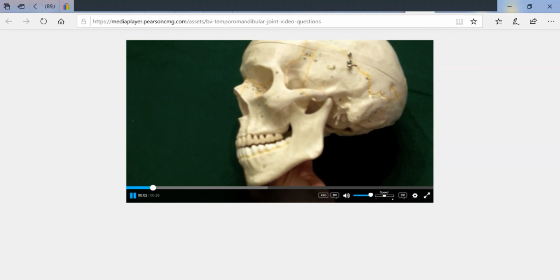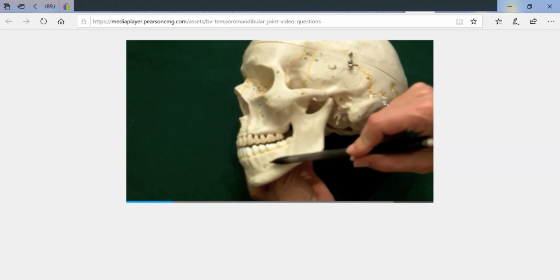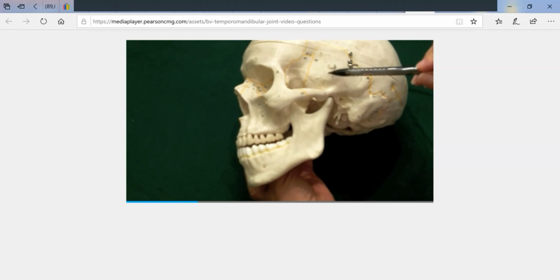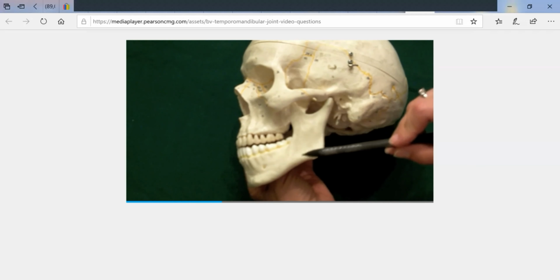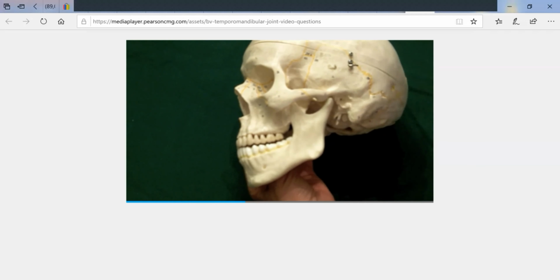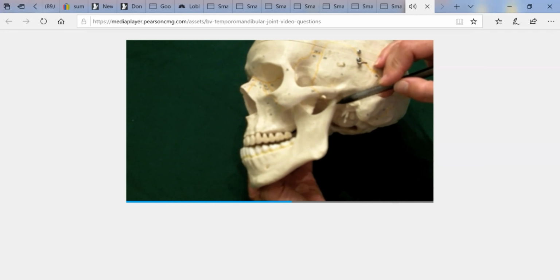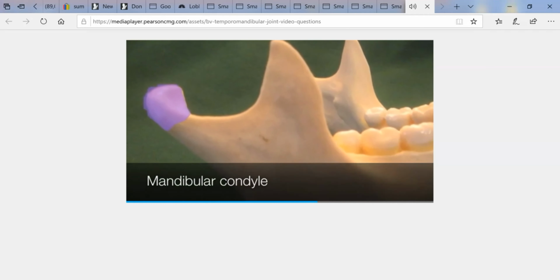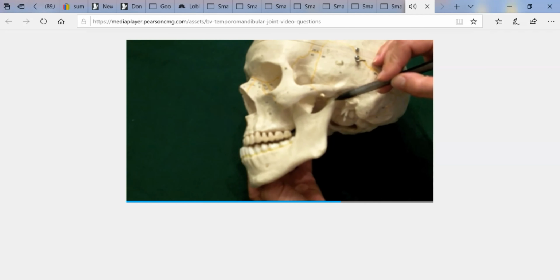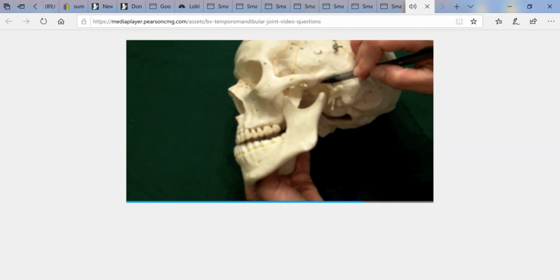The temporomandibular joint is where the lower jaw articulates with the skull. The lower jaw is called the mandible. The part of the mandible that articulates with the skull is this bony knob called the mandibular condyle. It fits right into a depression in the temporal bone called the mandibular fossa.